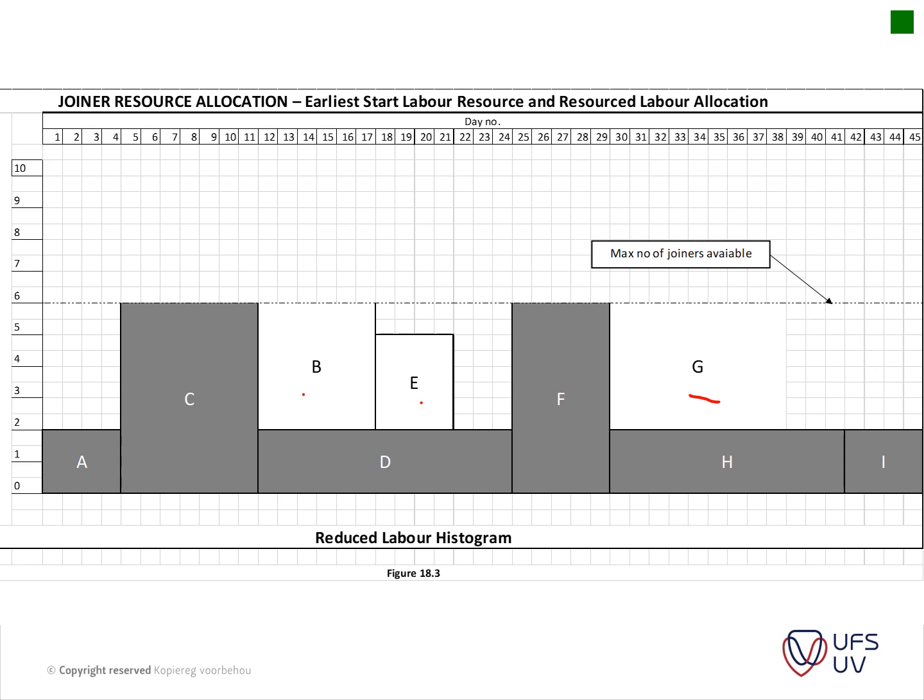So basically, instead of having B on top and E and G staggered here, they could move these items to a later stage, and actually level out the peak demand. So you can see the peak demand now is within the 6 laborers per day. Okay, so does that make sense?